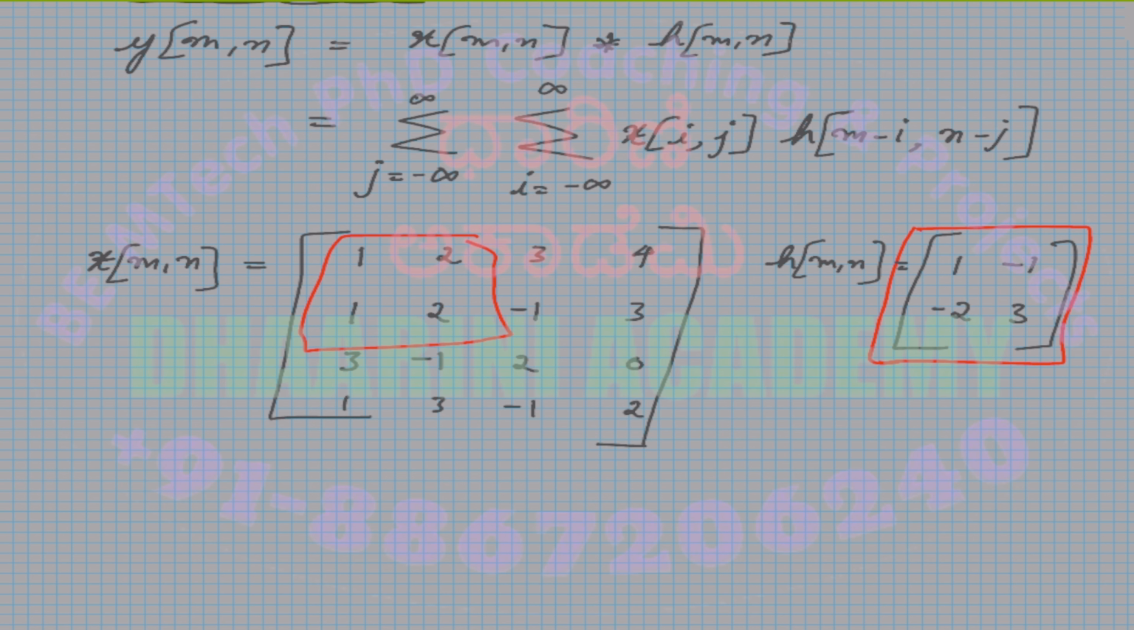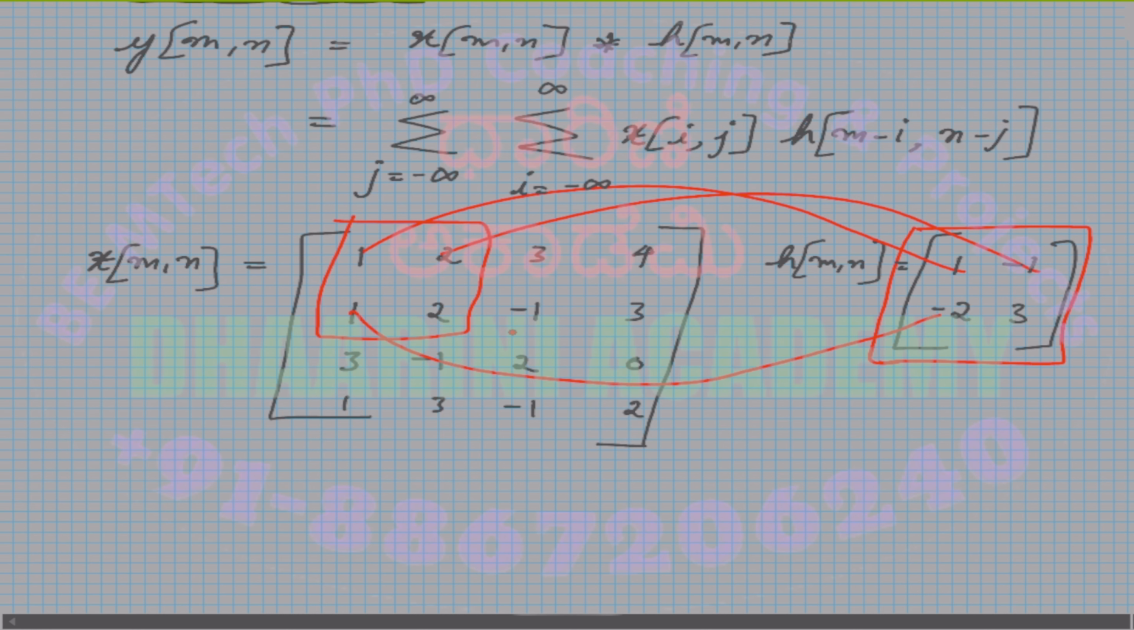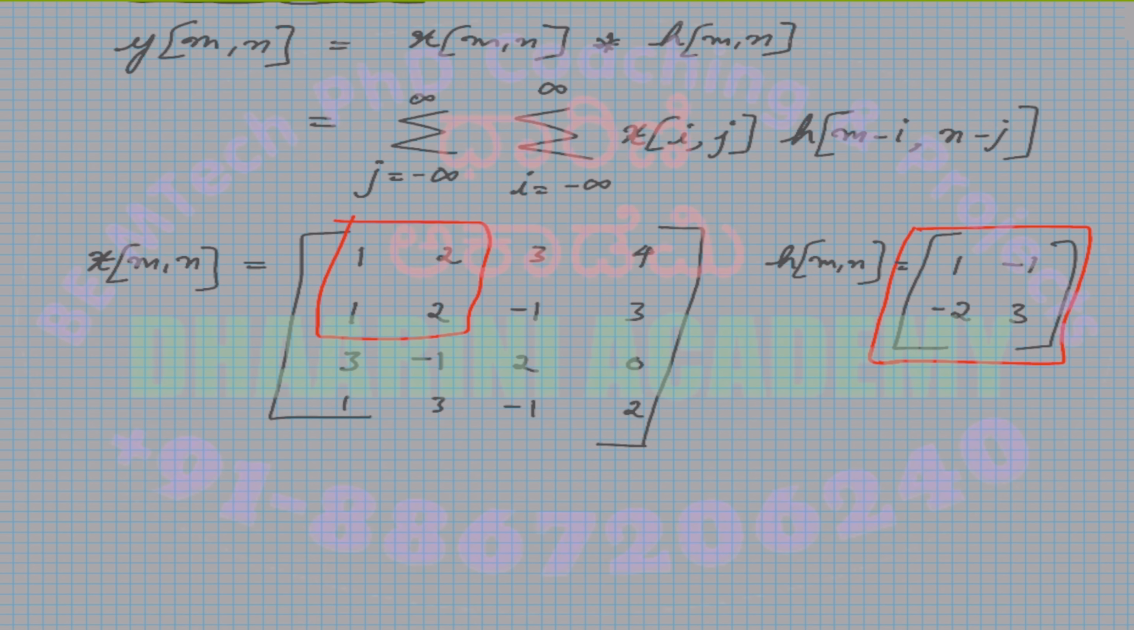It's a point by point multiplication. You have to perform a dot product. When I keep this over here, the points you are multiplying are 1 into 1 plus 2 into minus 1 plus 1 into minus 2 plus 2 into 3. That's your first answer, the first point on your result. I hope that point is clear.